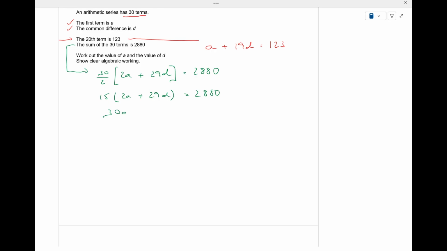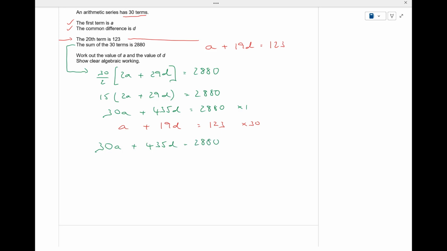Multiply out the bracket. 29 times 15, 435, equals 2,880. So that can be my first equation, and here's my second equation. I have to solve these simultaneously. I'm going to get the A's equal and then subtract, so I'm going to multiply this bottom one by 30. And I'll multiply the top one by 1. You're leaving it the same, but you can imagine that you're multiplying it by 1 if you prefer.